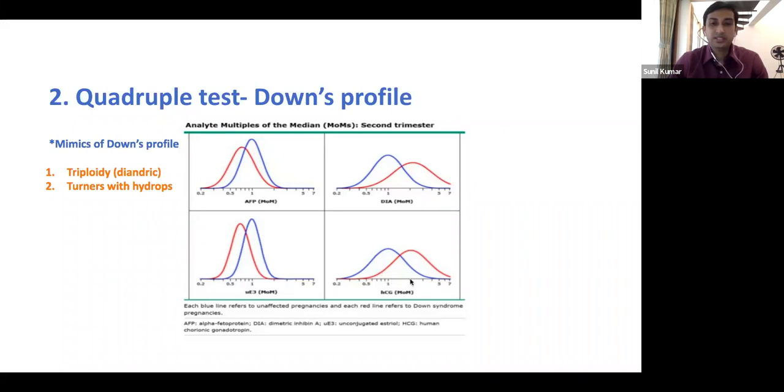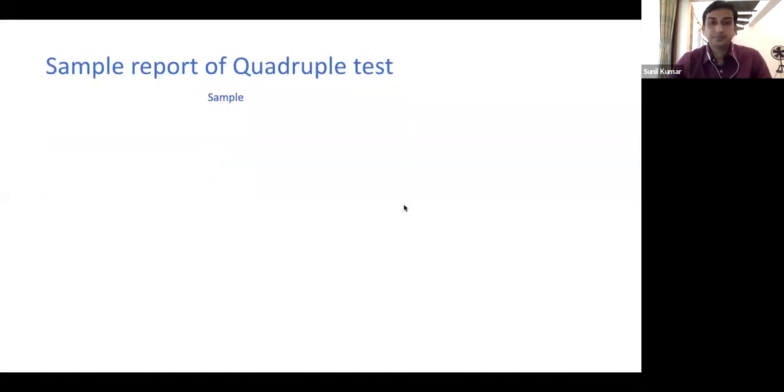Here, HCG, definitely it is more than 2 standard deviation. So this one and this one are more than 2 standard deviation, DIA and HCG. So these 2 parameters are abnormal. If these 2 parameters are also very less than 0.5 MOM, then the risk would be very high. So the risk depends upon evaluating the multiples of median.